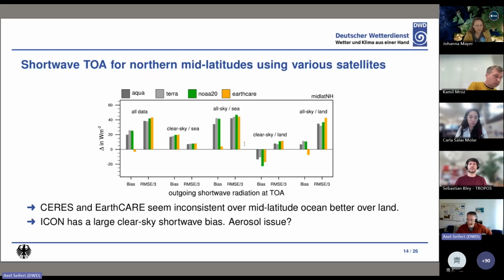That's now the picture for mid-latitudes, where we had this 50 to 60 north bias. And here you have this interesting effect that ICON has a positive bias compared to Sirius, but less so compared to EarthCARE. And as I said, I think we should see that more as EarthCARE and ICON may both have biases, probably for different reasons, and Sirius might be correct, but we don't know.